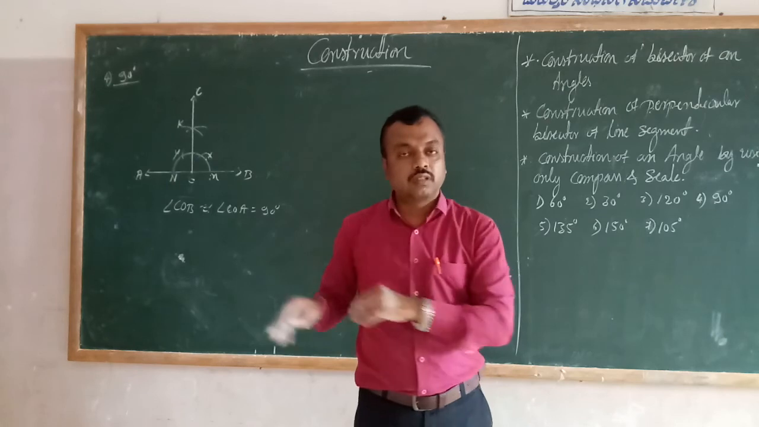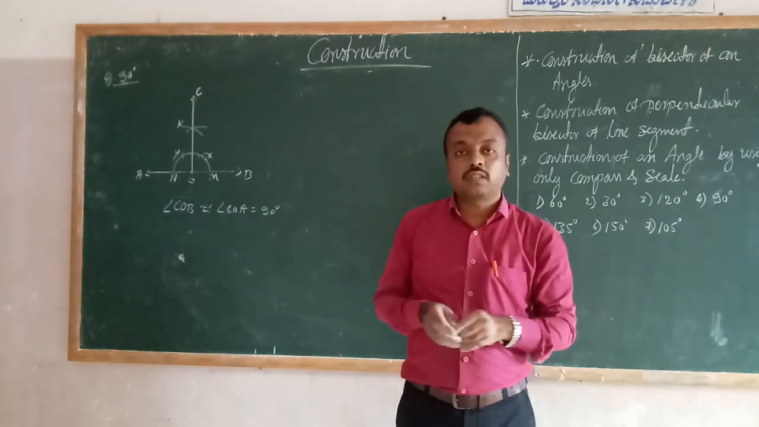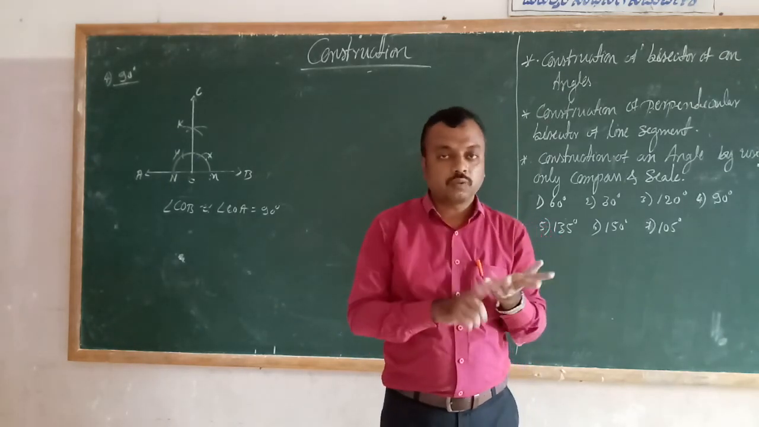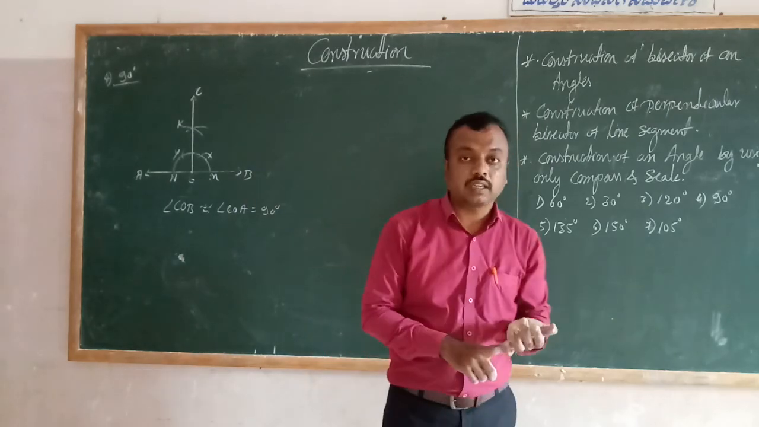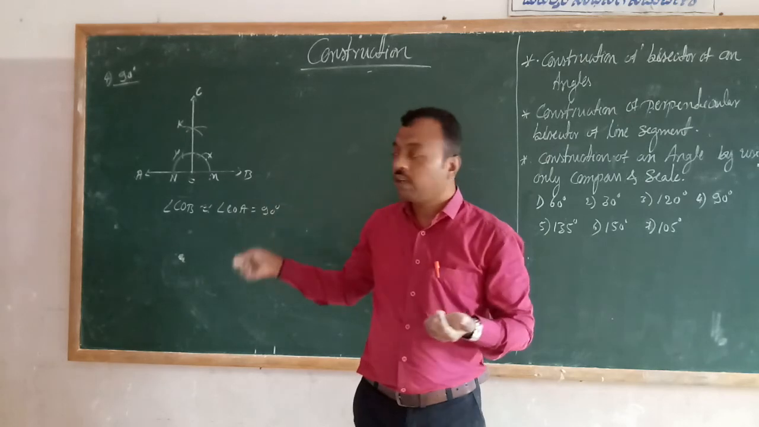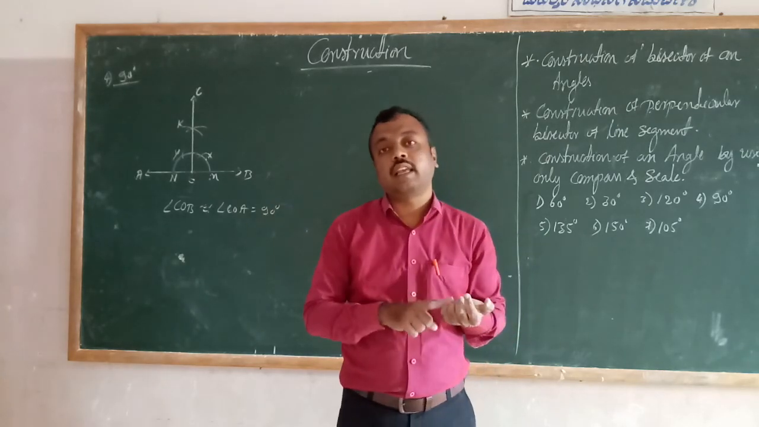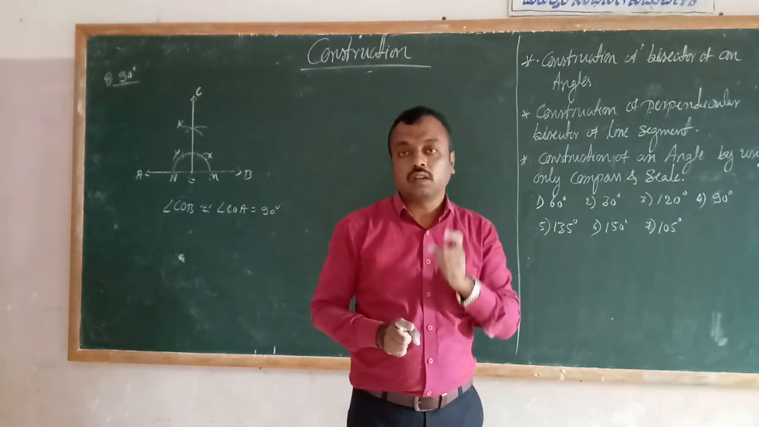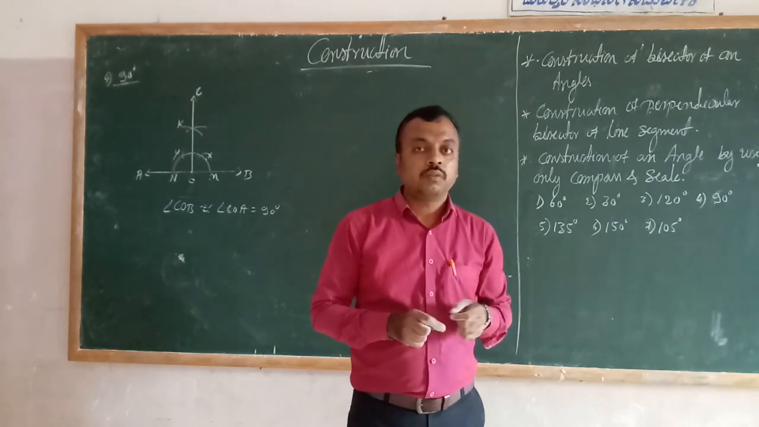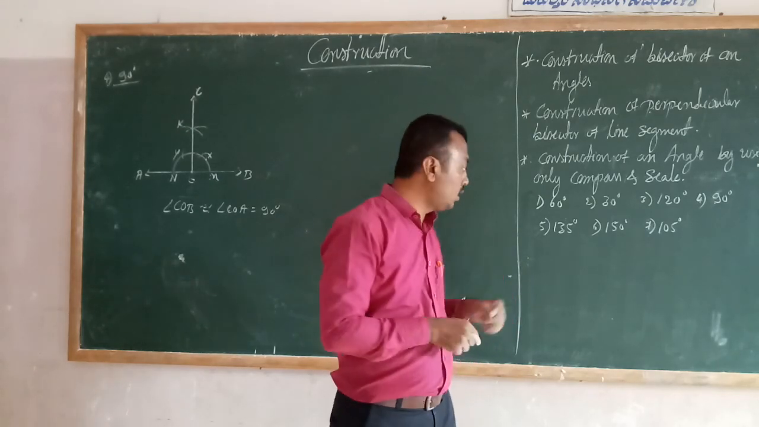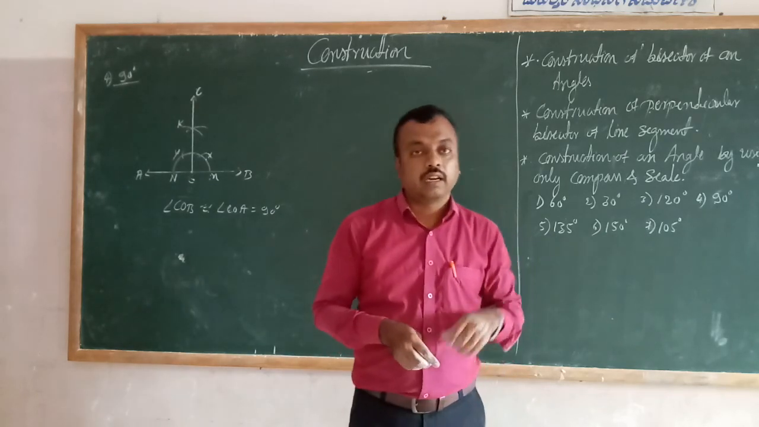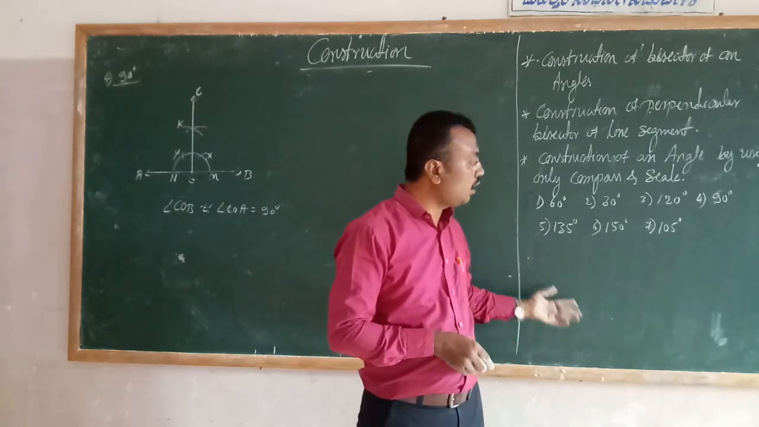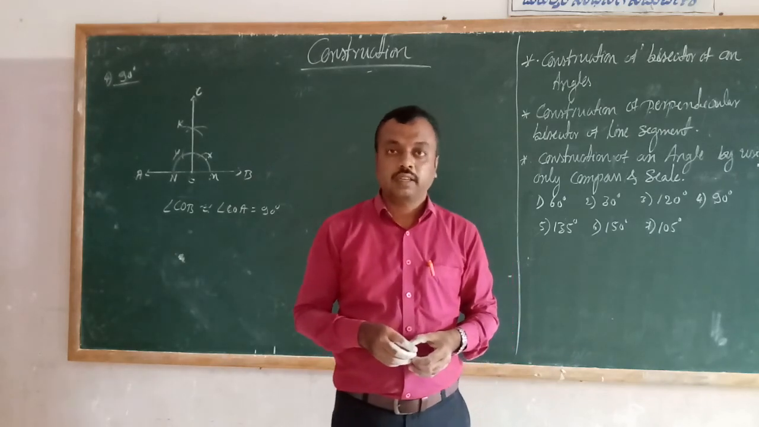Okay, students. These constructions, first you have to practice on your own. The first one is angular bisectors, and then perpendicular bisectors, and then constructions of angles using only scale and compass. You have to practice these concepts at home. In the next classes we will discuss how to construct 135 degree, 150 degree and 105 degree, and some more angles. Okay, thank you students.